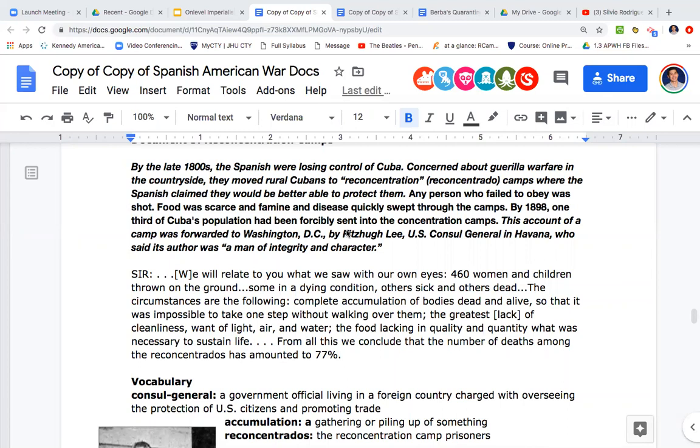This account of a camp was forwarded to D.C. by Fitzhugh Lee, the U.S. Consul General in Havana, who said its author was a man of integrity and character.